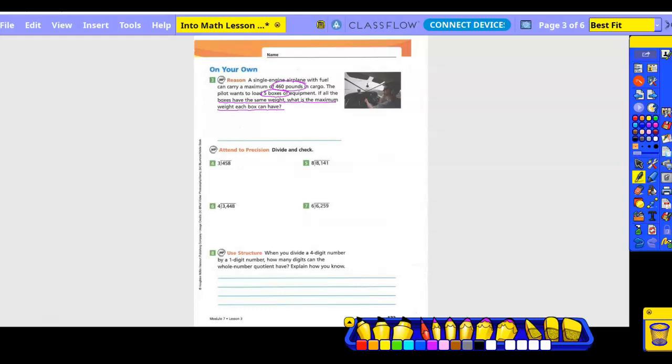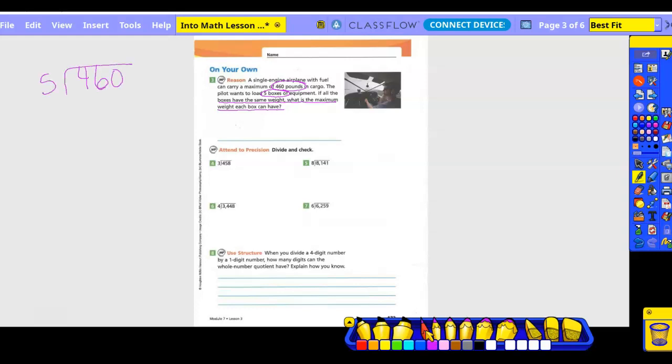So what am I going to do? Well, there's a total of 460 pounds, and there's 5 boxes, and they want to distribute that evenly. So what am I going to do? Divide. So I'm going to take 460 divided by 5. Now, if you need to, you can turn your page and write vertically this way. Okay, so then that would give you enough room. So 460 divided by 5.